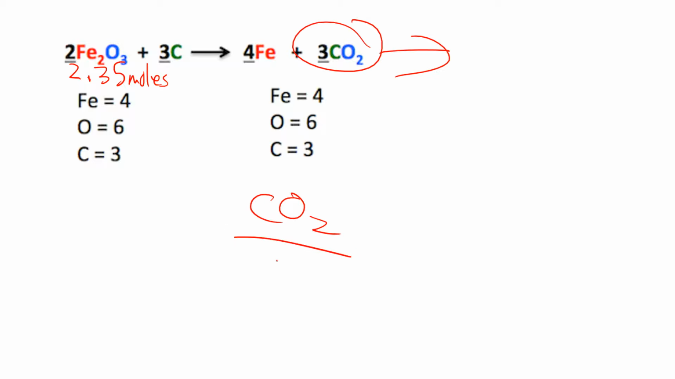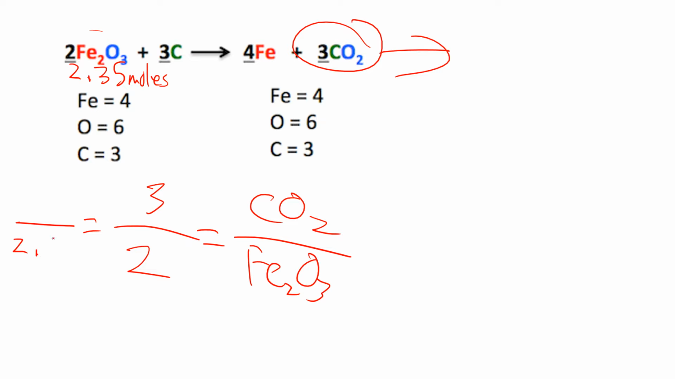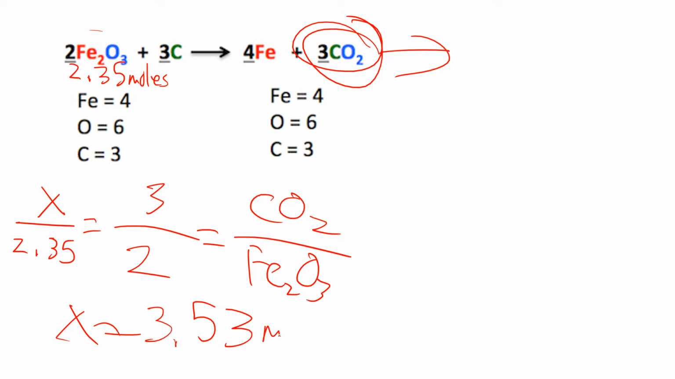Well, just find the mole ratio. Carbon dioxide over iron oxide is equal to, well, for every 3 molecules of carbon dioxide produced, we need 2 molecules of iron oxide, so 3 over 2. And how much iron oxide do we have? Well, we have 2.35 moles of iron oxide, and we want to figure out how many moles of carbon dioxide. So we just solve for x, and the value we get is 3 over 2 multiplied by 2.35, and you get 3.53 moles.